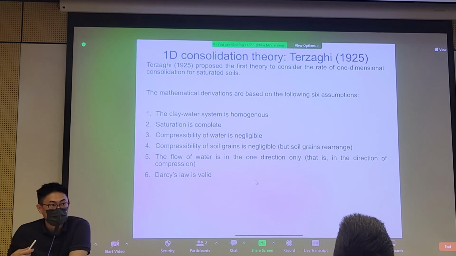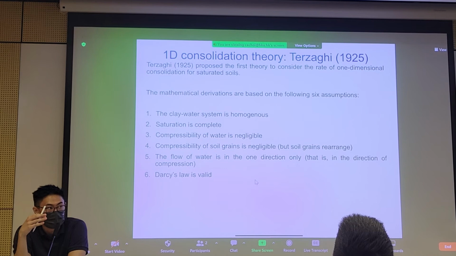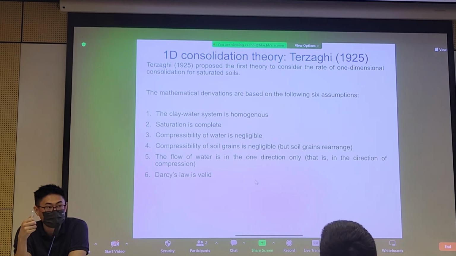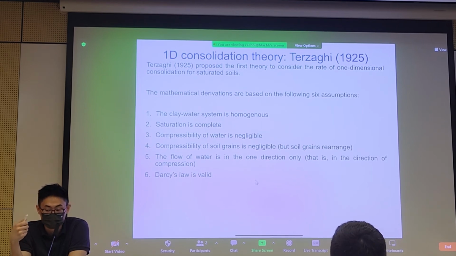And you'll understand why in a bit, because the premise of this consolidation theory is that any volume change of our soil is mainly caused by reduction in voids. And if the voids are fully saturated, then any pore pressure dissipated will be equivalent to volume change, right? So that's quite important, assumption number 2.